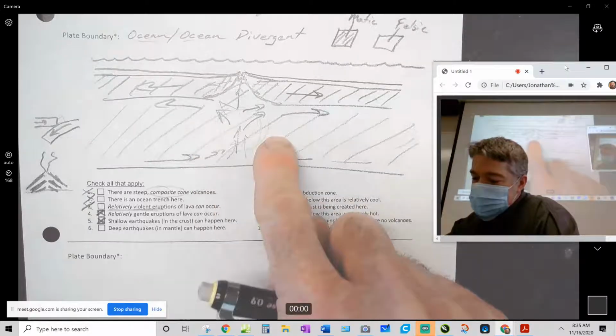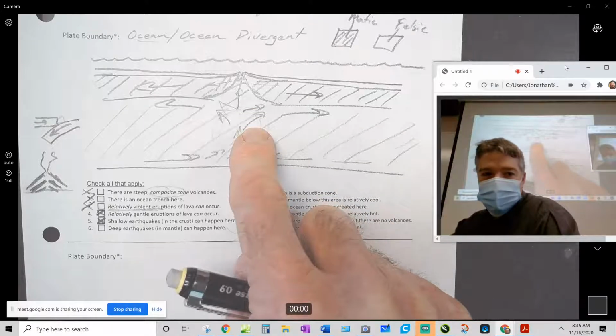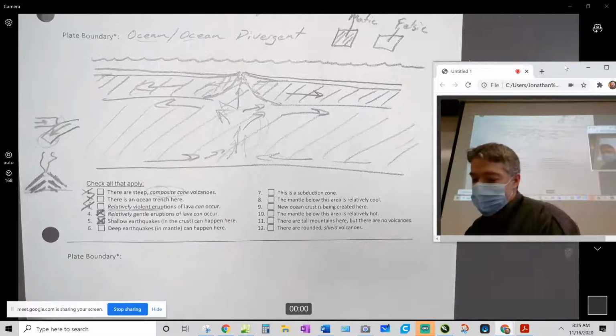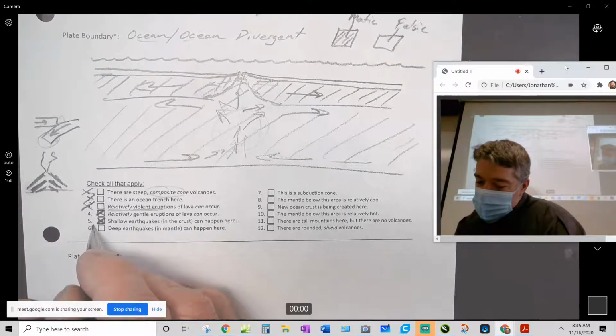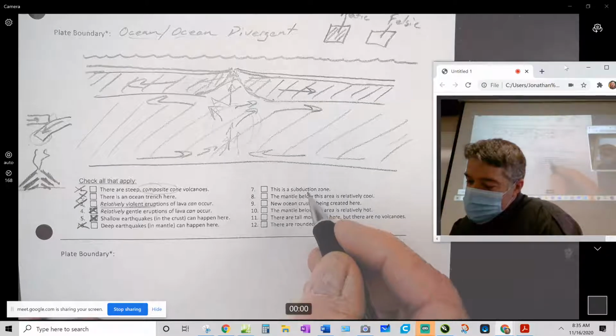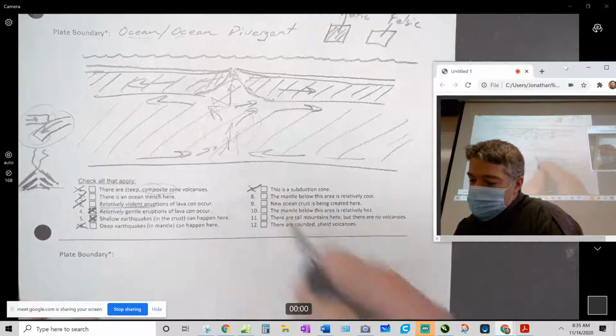Some places, there are earthquakes that happen down deep, but not here. Only at things called subduction zones do you have those. So no deep earthquakes. This is a subduction zone. Subduction zone is when one plate goes beneath the other, so no.